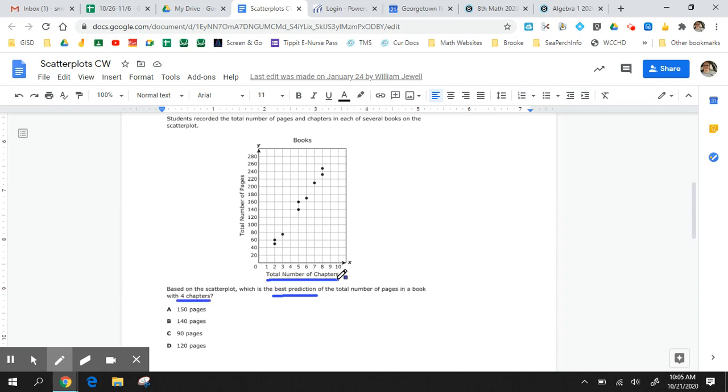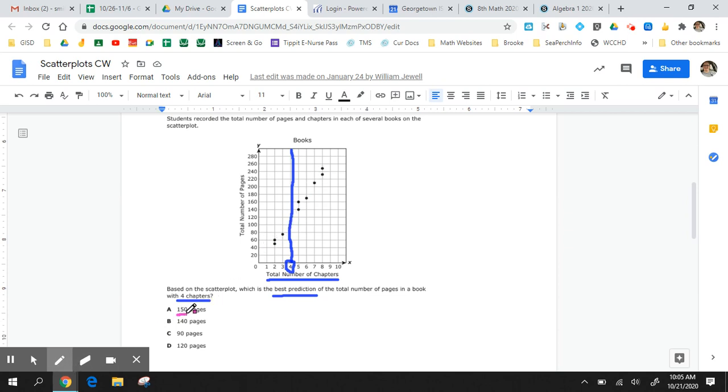So we have 4 chapters. That is your x-axis. So I'm going to find the 4 on the x-axis, and I'm going to look at this vertical line here. Let me see if I can draw it pretty straight for you. Kind of. Okay, so if I look at this vertical line leading up from the 4, where could my possible dot hit?